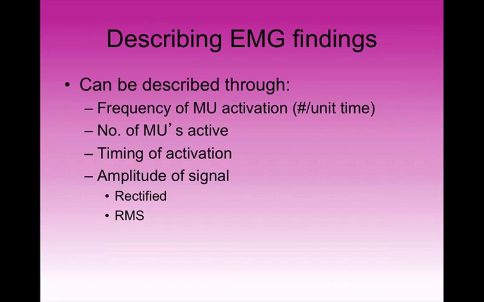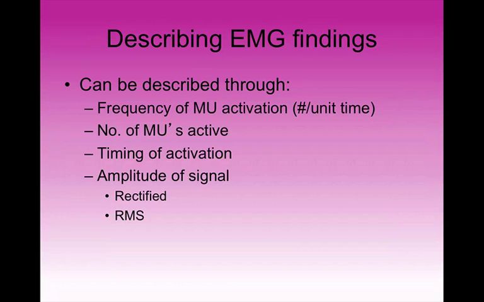So what do we do with those types of traces? How do we define them? Well, if we've got individual motor units, we can talk about the frequency of motor unit activation, and that's just the number of activations per time. We can count all of those black dots over a given time. We can talk about the number of motor units active, so oftentimes we can record more than one unit. We can talk about timing of activation, and that's what I showed you with the vastus lateralis versus VMO. And we can talk about the amplitude of the EMG signal. And that's one of the more interesting ones.